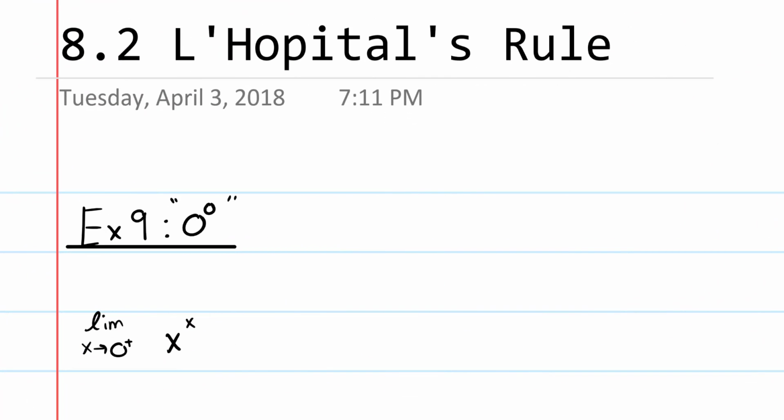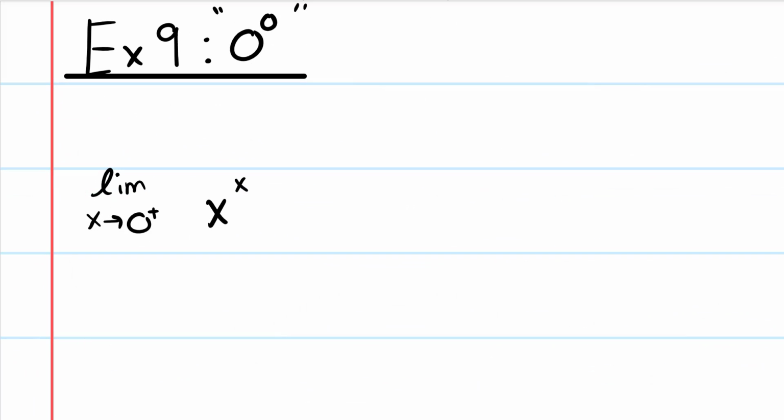8.2 Example 9. In Example 9, we're going to look at what happens when a limit approaches 0 to the 0 power. So we're going to look at the limit as x approaches 0 from the right of x to the x power. By doing a direct substitution, you get 0 to the 0 power. Again, this doesn't tell us much, because 0 to the 0 power is an indeterminate form.